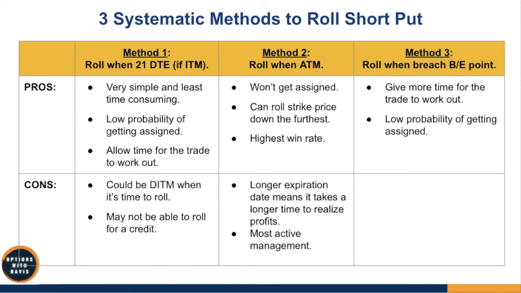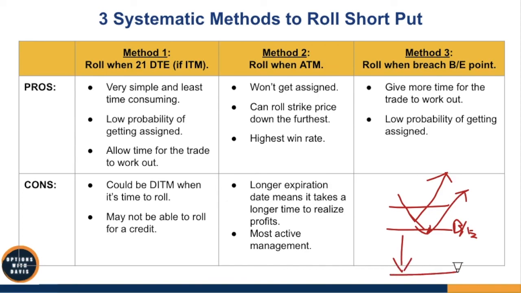All right, so what are the pros? The pro is that you give more time for the trade to work out. Compared to this, if you were to wait until it goes in the money, it may just go back up before touching your break-even point. So in this case, you actually didn't even have to roll at all. And also you have a very low probability of getting assigned because you're not letting it go very deep in the money, right? If it goes to your break-even point, chances are it's not very deep in the money. So at this point, you are still able to roll out and down for quite a good number of points down, okay?